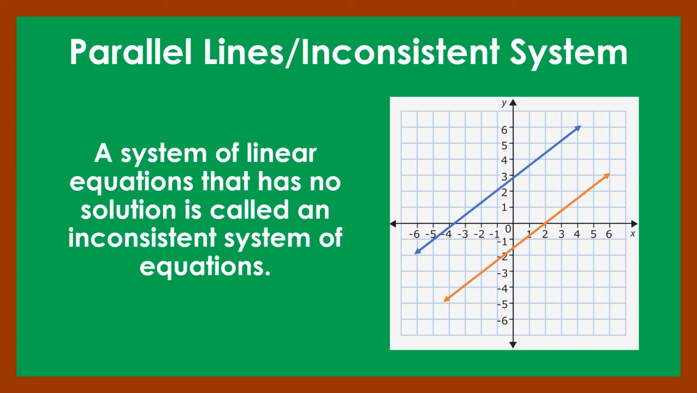The next system is what we call the inconsistent system. So ang itsura ng graph ng inconsistent system ay binubuo ng two parallel lines. A system of linear equations that has no solution is called an inconsistent system. So kung mapapansin natin, yung blue line at saka yung orange line, hindi sila nag-meet or nag-intersect. So since they are both parallels, and we all know na pag parallel lines, they will never meet. So since hindi sila mag-i-intersect, therefore wala silang solution.